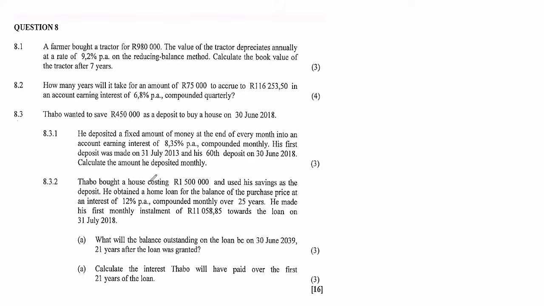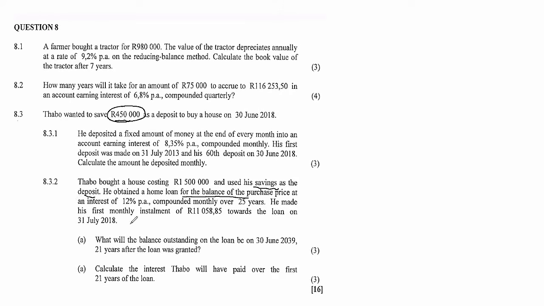8.3.2 says Thabo bought a house costing 1,500,000 and used his savings as the deposit. So note the deposit that he used is the savings, right? So he obtained a home loan for the balance of the purchase price. He obtained a home loan for what? For the balance. So that means it doesn't go to the bank and ask for 1,500,000, but he asked for the remaining balance after paying the 450,000.